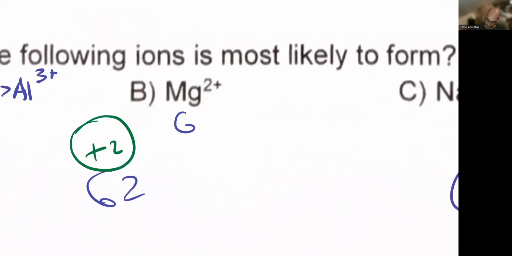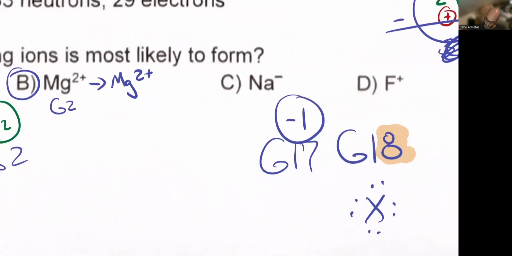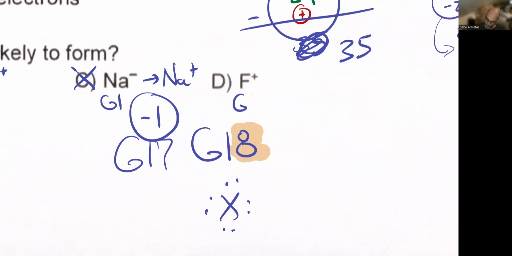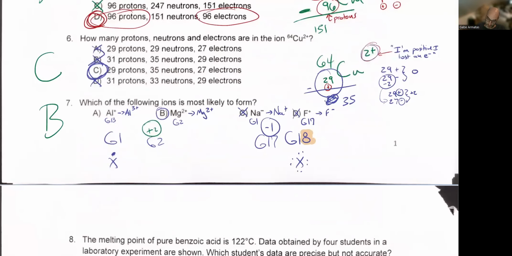Magnesium, this is in group 2. Easier to lose 2 or gain 6? Magnesium should be 2+. Looks like this is the right answer. Next up, sodium. Sodium is in group 1, so it's got 1 valence electron, easier to lose 1. We actually expect sodium to be +1. That's not it. And then fluorine, this is in group 17. We expect fluorine to lose 7 or gain 1. We expect it to gain 1, giving us a -1 charge. So we expect magnesium to be the correct answer here.